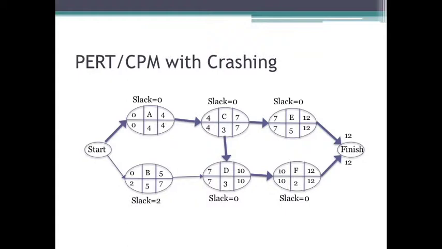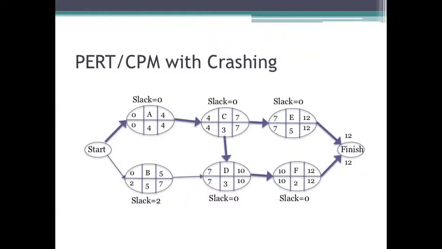All of a sudden, we have 2 critical paths. This tends to happen when we crash a project. All of a sudden, tasks that had some slack don't have that slack anymore, and we're certainly finding that here. So now we have 2 critical paths. We have critical path A, C, E, and we have critical path A, C, D, F.